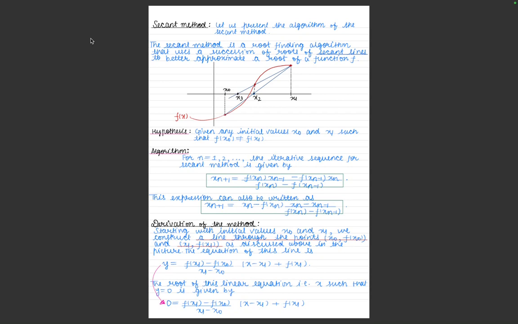Good afternoon, all. My name is Nitin Tomar, and in today's session, we are going to discuss some further topics in our journey of numerical analysis. So, today we start with the secant method.